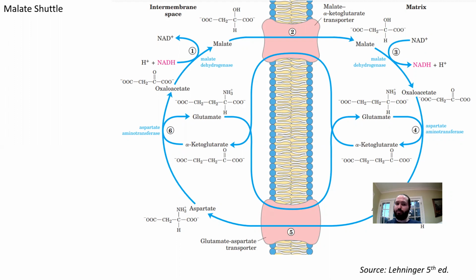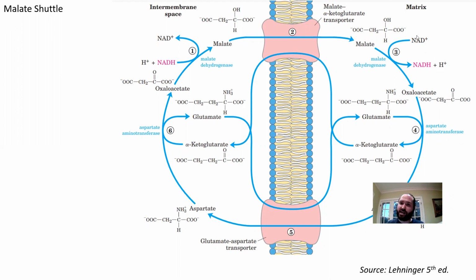It's called PEP carboxykinase. So oxaloacetate, once in the cytosol, would then be converted to PEP via PEP carboxykinase. The problem is oxaloacetate doesn't have a transporter to get through the impermeable inner membrane. So what happens first is it will become reduced to malate.